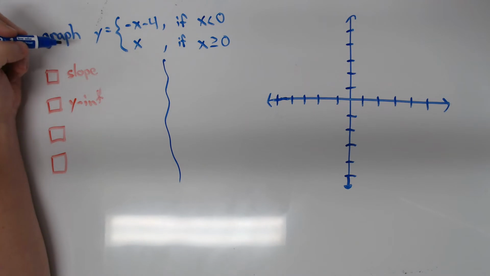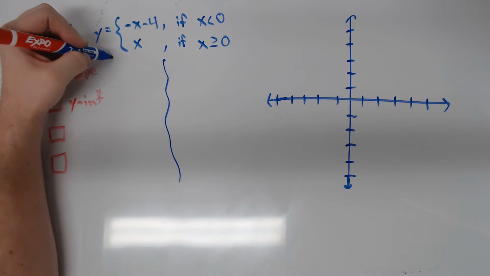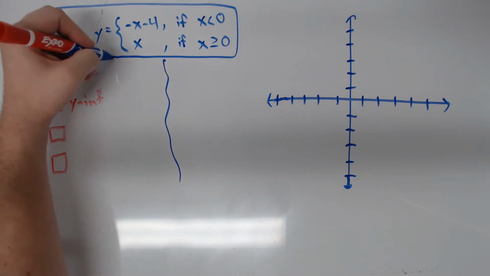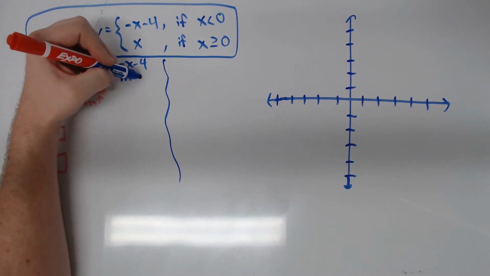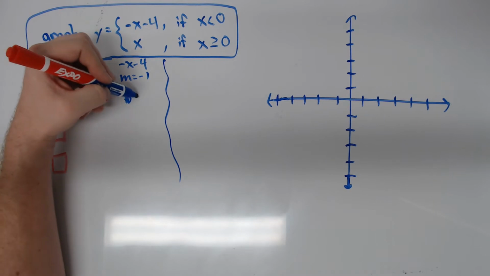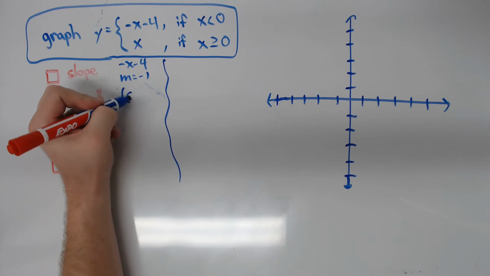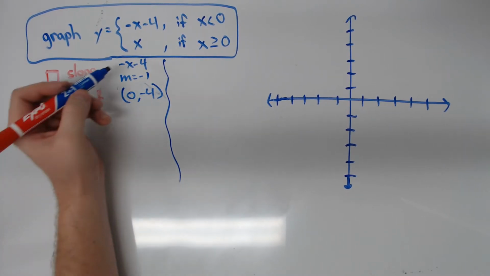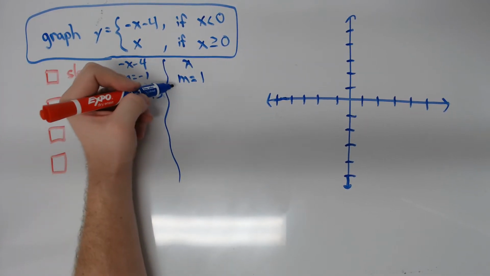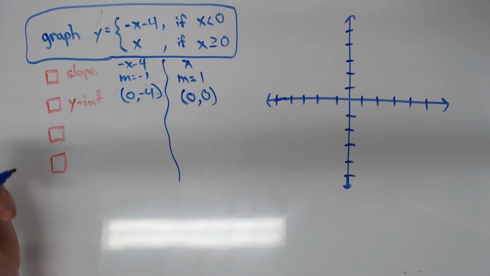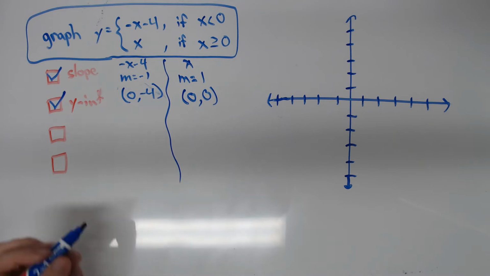The first equation, negative x minus 4. Let's box this off just so we know it's separate. For negative x minus 4, the slope is negative 1, and the y-int is negative 4. That'd be the point 0, negative 4. I'm going to write it that way. The second one, it's just x, has a slope of 1 and a y-intercept of 0. So those are done. Those we've done before.